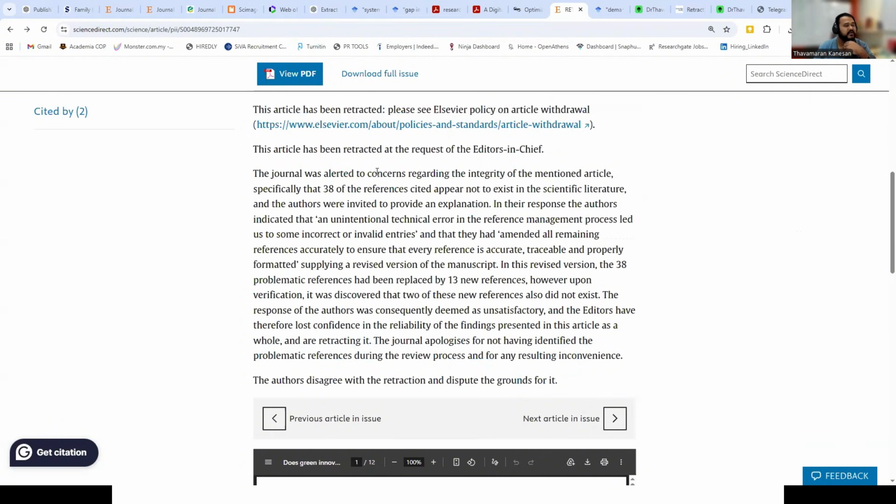The journal was alerted to concerns regarding the integrity of the mentioned article, specifically that 38 of the references cited appear not to exist in the scientific literature. So 38 references did not appear in the scientific literature, and the authors were invited to provide an explanation. In their response, the authors indicated that an unintentional technical error in the reference management process led to it. There is no such thing. I've been using EndNote for donkey years now. It will never happen that 38 references went wrong. No way.